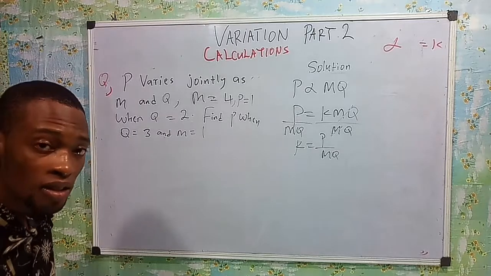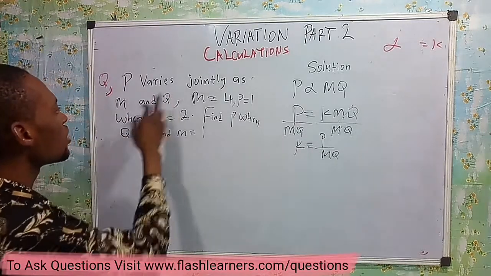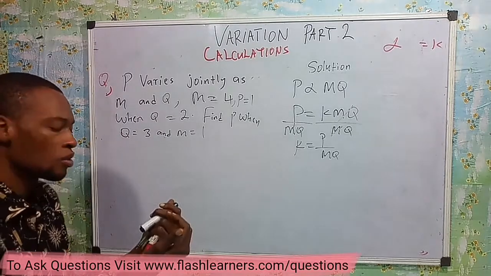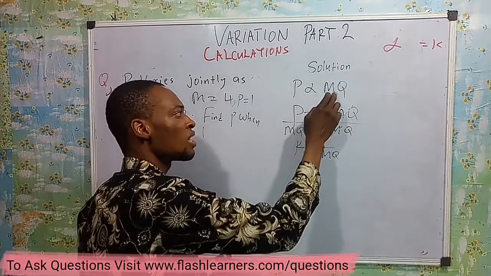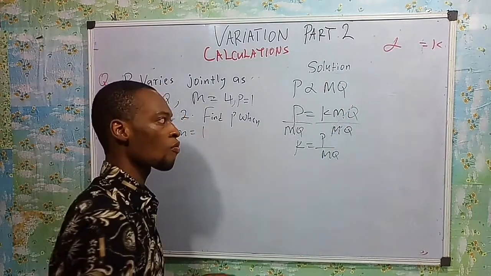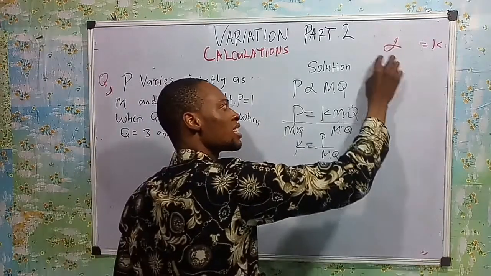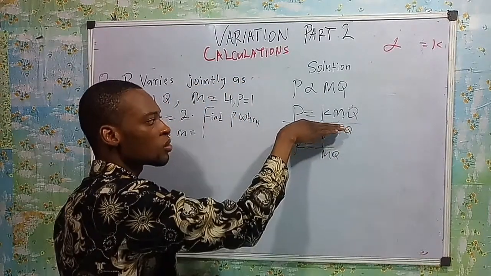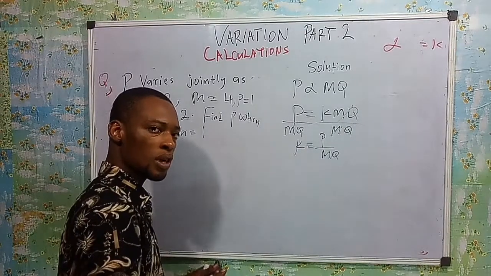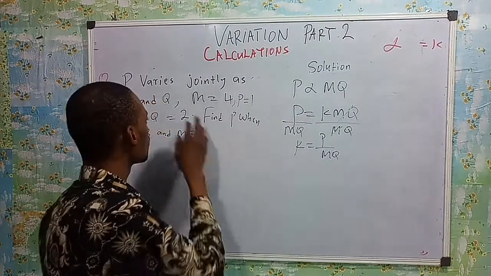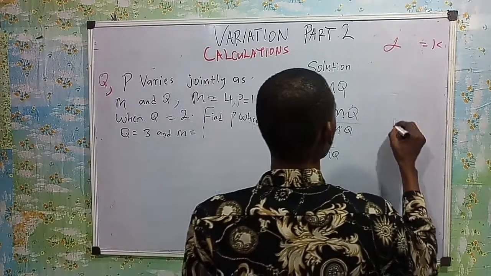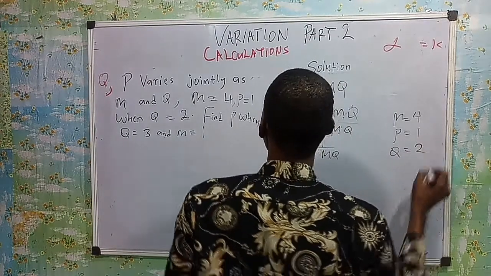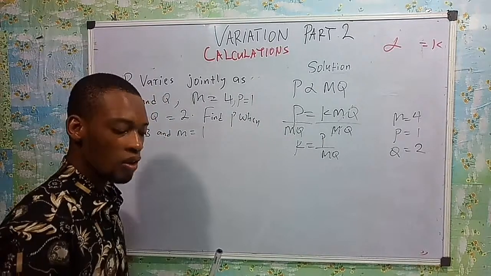Should I go over it again? Alright, let me do that. P varies jointly as M and Q. So this is the interpretation: P is proportional to M and Q, so P ∝ M Q. We change the variation sign to an equality sign to introduce a constant. So this brings us to P equals KMQ. Okay? So since we have M equals 4, P equals 1 and Q equals 2, we find the proportionality constant, or K.